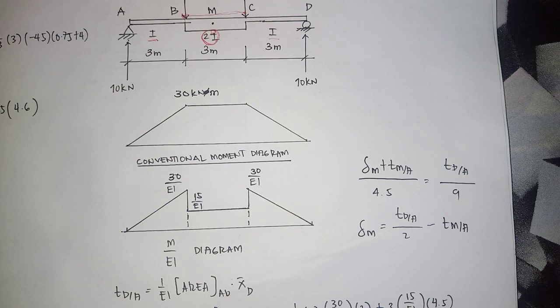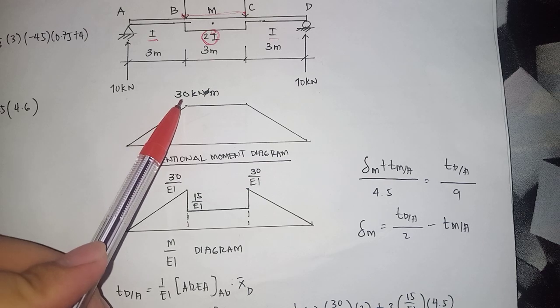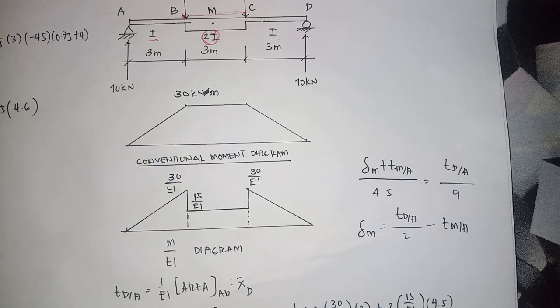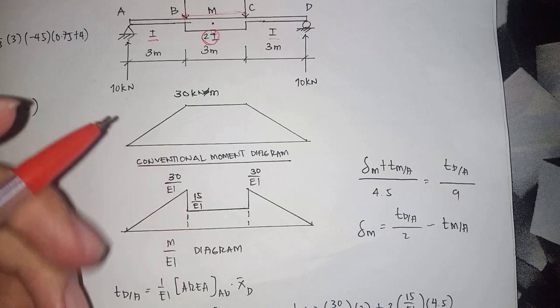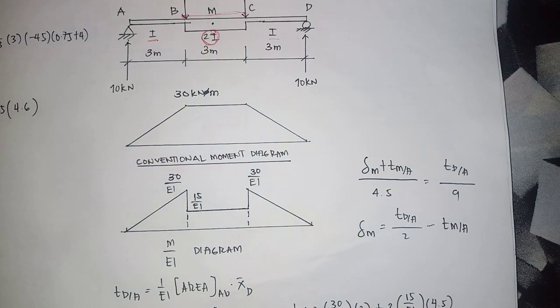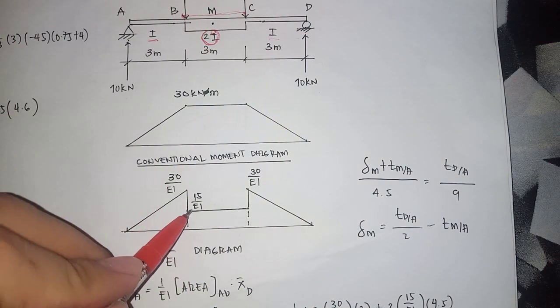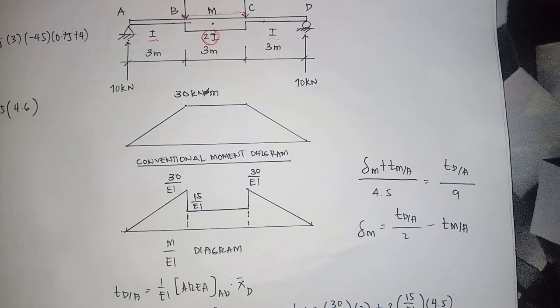Kaya ganito yung kanyang moment diagram. Okay, so this is 30 kilonewton meter. So, ito yung conventional moment diagram, pero take note guys, ang dinodrawing talaga natin is yung M over EI diagram. Mula pa nung una, ang dinodrawing talaga natin M over EI diagram.